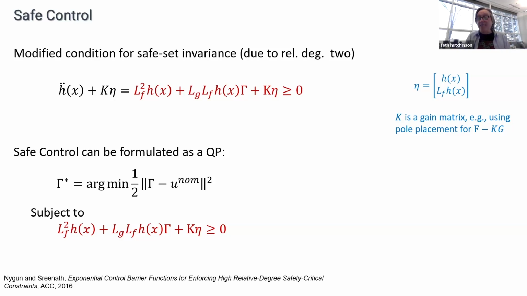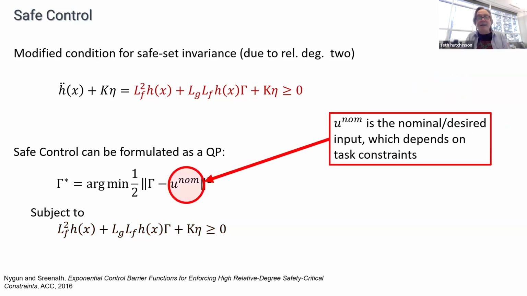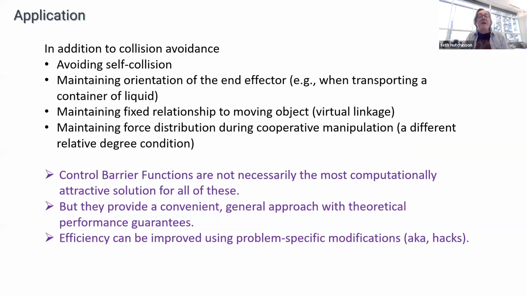And now you have a constrained optimization problem, right? I could, for example, minimize the distance to the desired trajectory subject to the constraint of the control barrier function, meaning I don't hit anything. This nominal trajectory is something I probably won't have time to talk about, but you can use this for all kinds of stuff. You can do collision avoidance, maintain the orientation of an object, maintain a fixed relationship to a moving object. And control barrier functions, I'm not trying to sell them as the solution to all problems, but they're handy and they're easy to use, they're modular, and they're easy to work with theoretically to actually prove things.